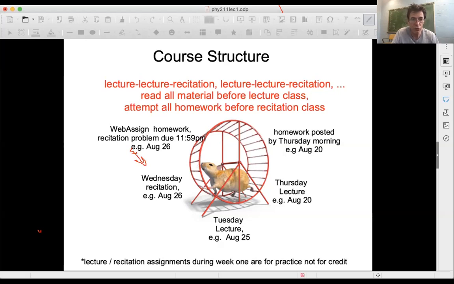So this week, of course, we got recitations and lectures this week, and there are assignments posted for this week. But I would treat those as sort of practice for getting in the routine. They won't be graded, they won't become part of your grade, but it's important that you practice doing the WebAssign homework to check all that works for this week. You'll get some practice with the lecture quizzes and the recitation assignments this week.